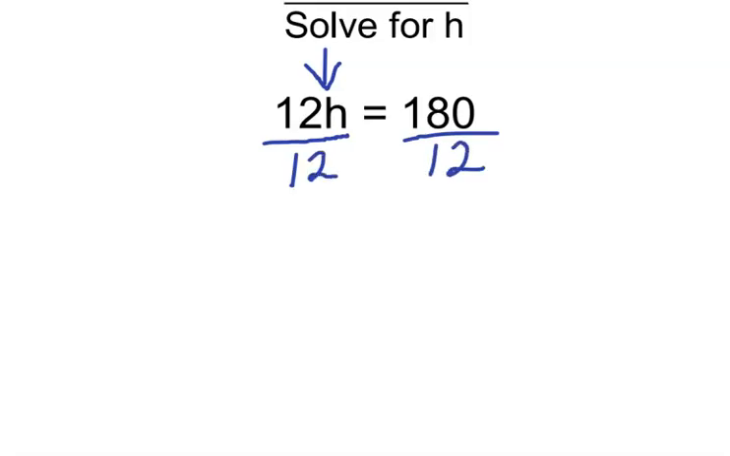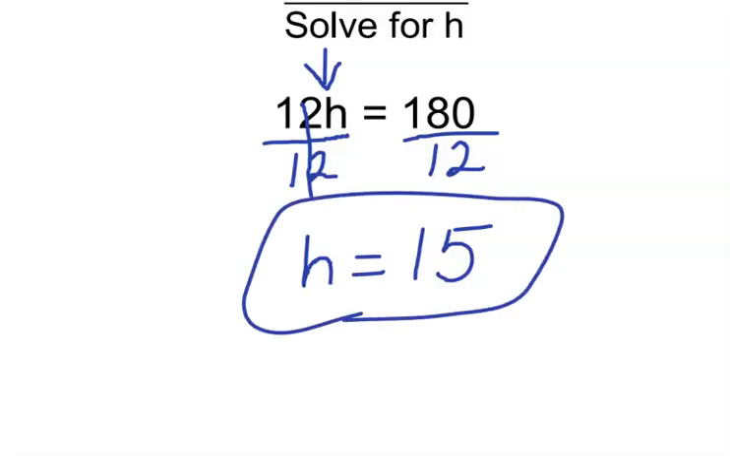If we do that, 12 goes into 12 one time, so on this side we're just left with one single h. On the other side, we have 180 divided by 12, and that is 15. So h equals 15. You know that for sure because if you put in 15 for h, it's going to be 12 times 15, and yes, that is 180. So we solved for h. h equals 15.